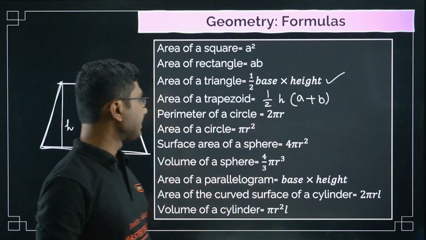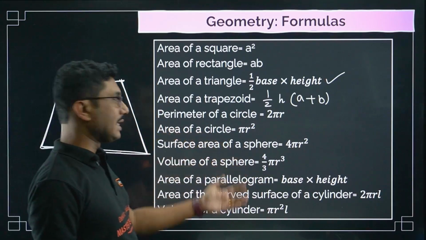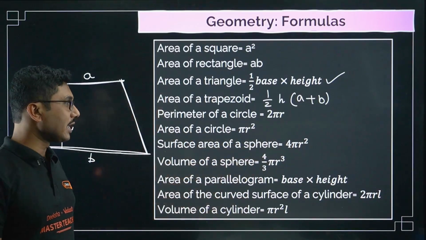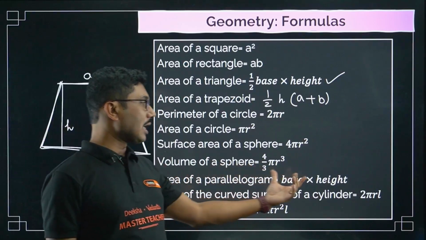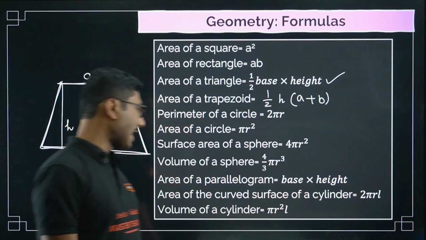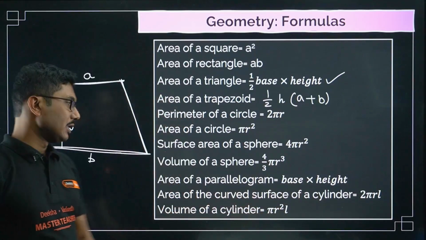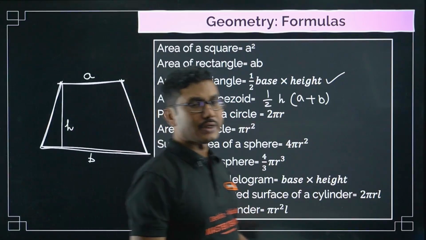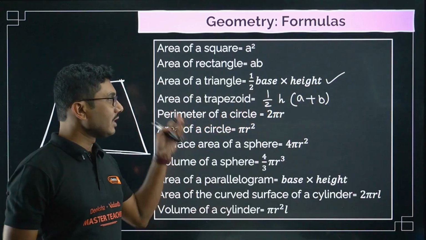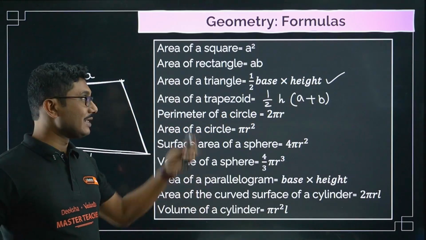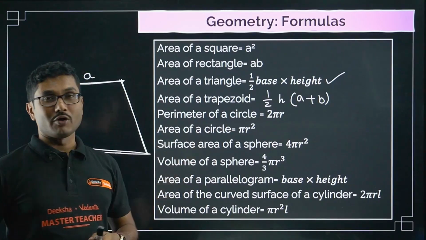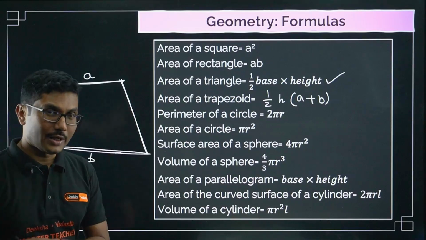Perimeter of a circle is 2 pi r, area of a circle is pi r square, surface area of a sphere is 4 pi r square, volume of a sphere is 4/3 pi r cube, area of a parallelogram is base into height, area of a curved surface is 2 pi r l, volume of a cylinder is pi r square l. These are all the important formulas that you will face time and time again in your physics classes. Do not ask your teachers whenever they are using the formulas. You should remember them and understand, okay, sir is applying the formula for the volume of a sphere, that's why it is 4/3 pi r cube.